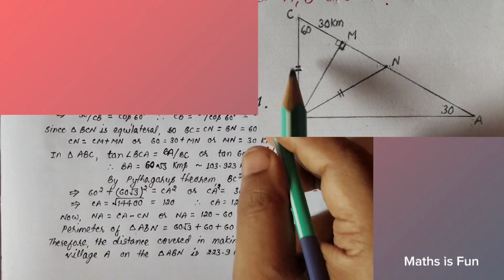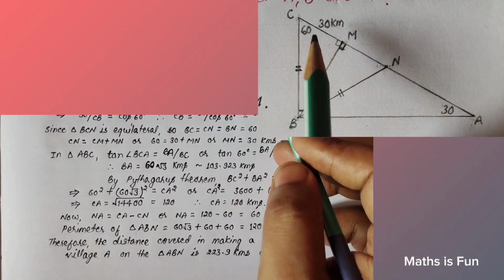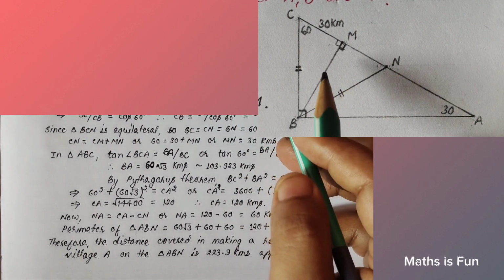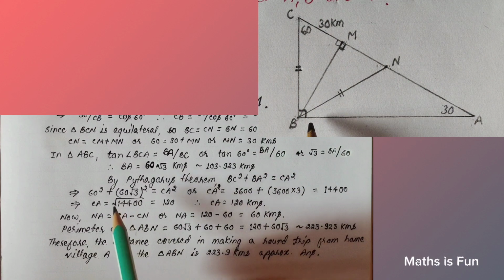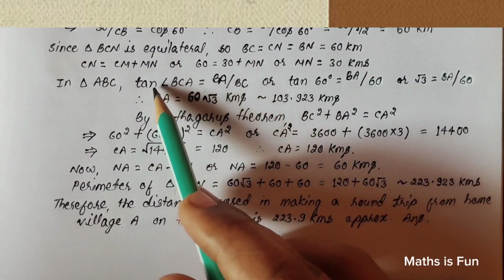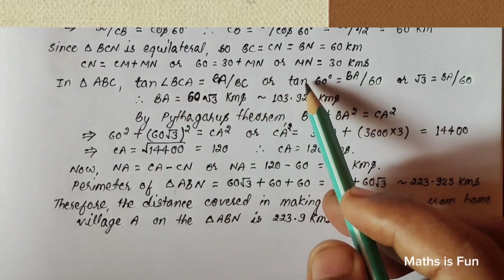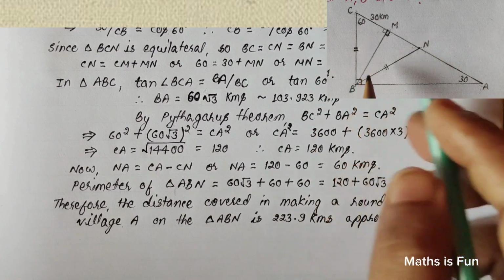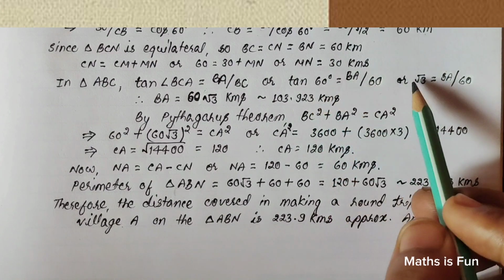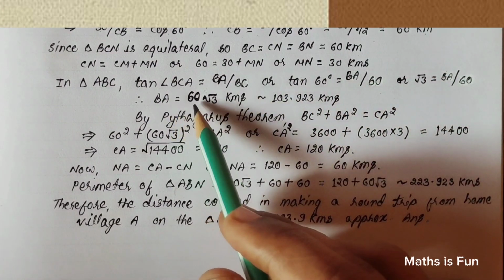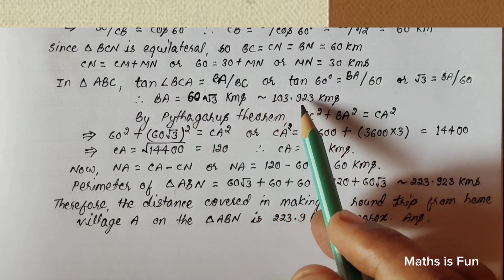Now in this triangle ABC, which is a right angle triangle, the tan of BCA, that is 60 degree, will be perpendicular over base. So perpendicular is BA and base is BC. So tan angle BCA is BA over BC. BA is what we need to find out, and BC we have already found as 60. So tan 60 degree is root 3. So we get BA as 60 times root 3 kilometers, or approximately 103.923 kilometers.